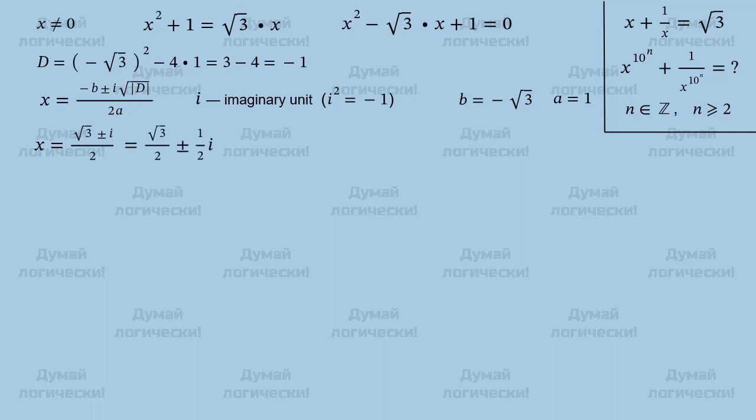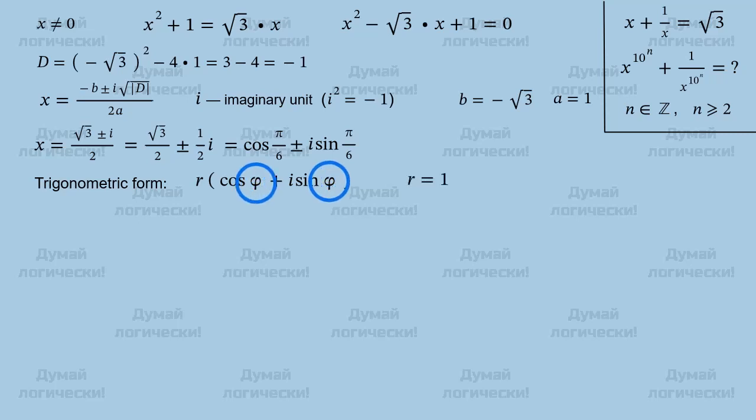which can be rewritten as square root of 3 over 2 plus minus half of i. But square root of 3 over 2 is cosine of 30 degrees, or cosine of pi over 6, while a half is the sine of pi over 6. So we managed to express the value of x in so-called trigonometric form, which in general looks like r times cosine of phi plus i sine of phi, where r is the module of a number, in our case the module is 1, phi is the argument of a number.